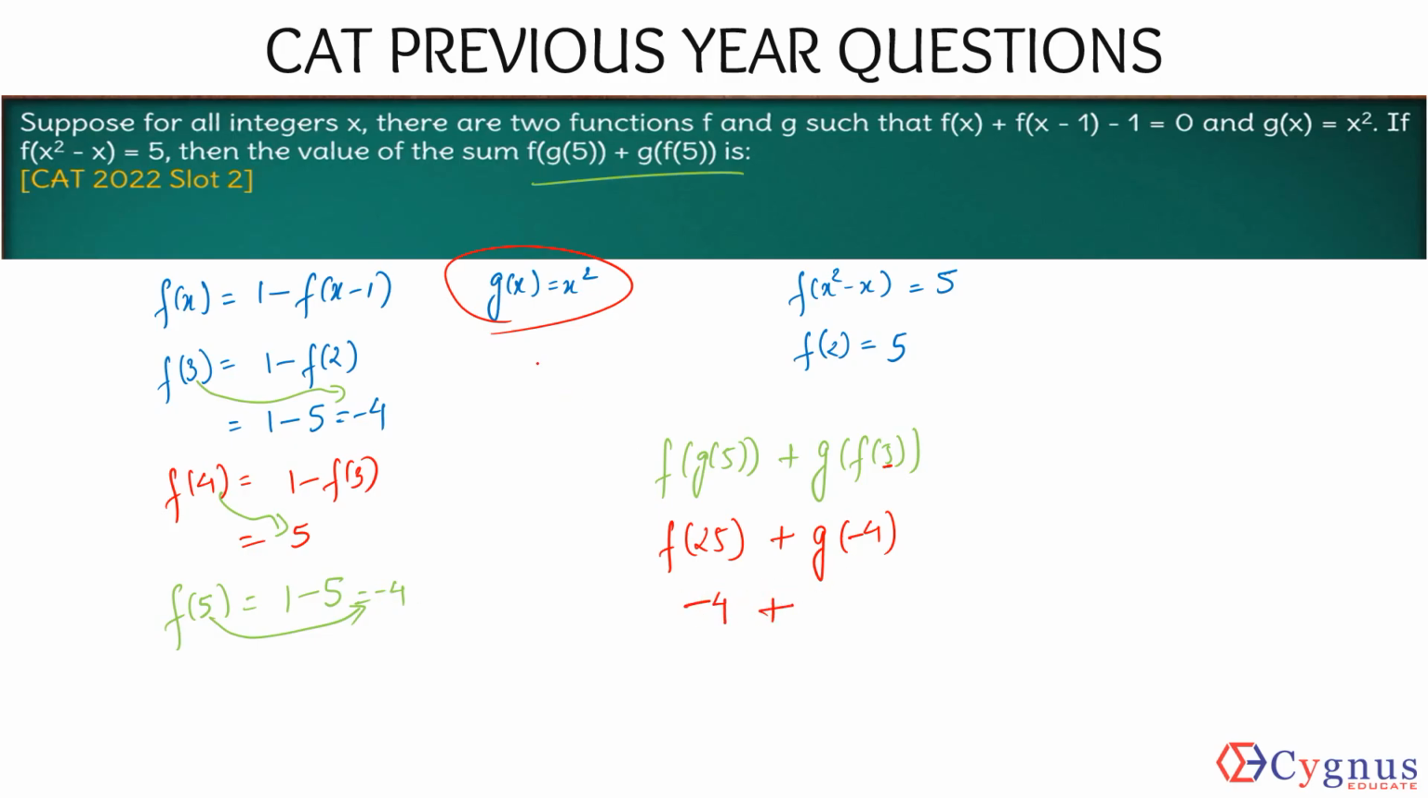Plus g of minus 4. G of minus 4 has to be minus 4 squared. Minus 4 squared is 16. 16 minus 4 will give you how much? 12. So the answer has to be 12.